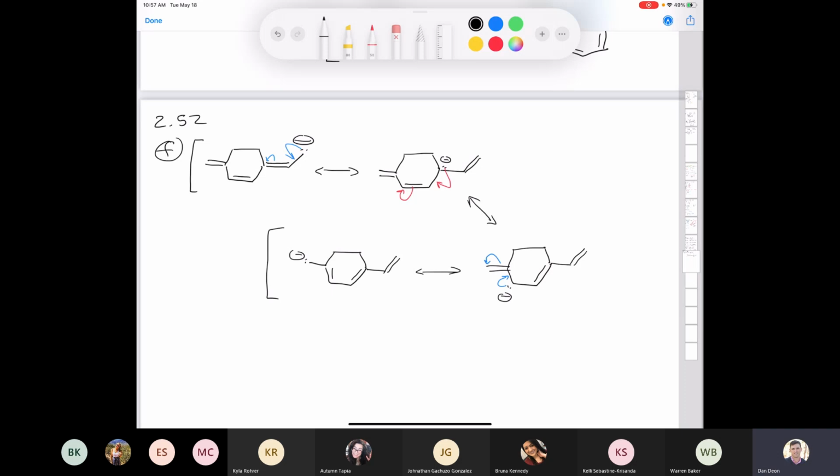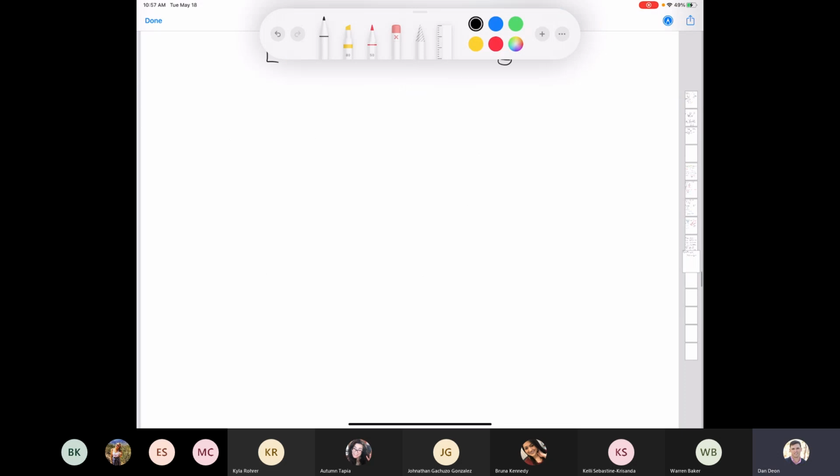All right, let's try one more. Let's try 2.52G. This one. So we're starting at this molecule called acetophenone. You don't have to know that now, but sometimes it's just nice to hear the name of a molecule. So it's this guy. It's a ketone, and it's also aromatic.